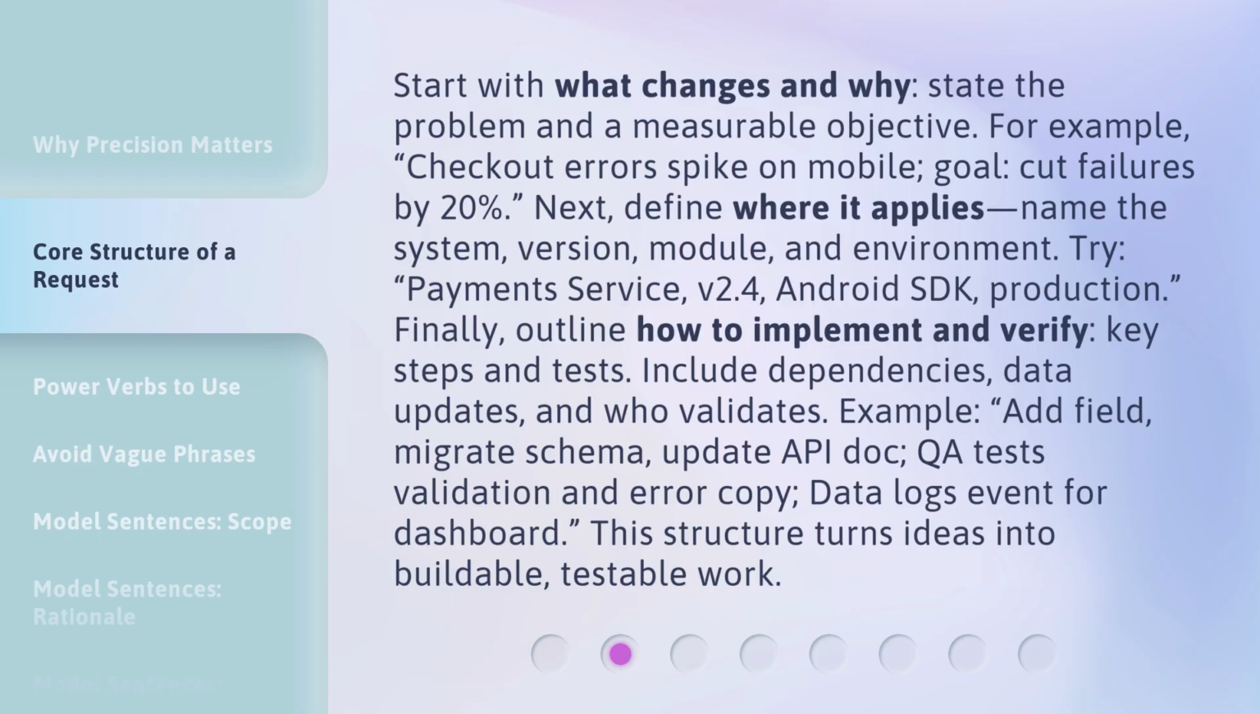Finally, outline how to implement and verify. Key steps and tests include dependencies, data updates, and who validates. Example: add field, migrate schema, update API doc, QA tests validation and error copy, data logs event for dashboard. This structure turns ideas into buildable, testable work.